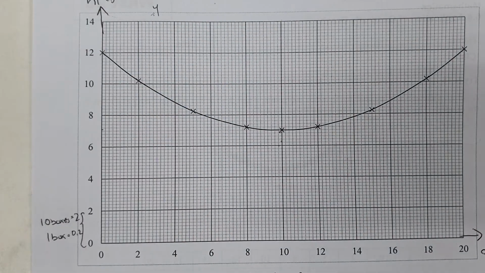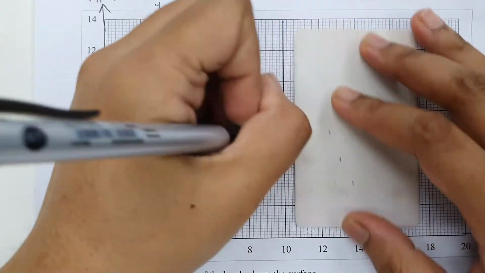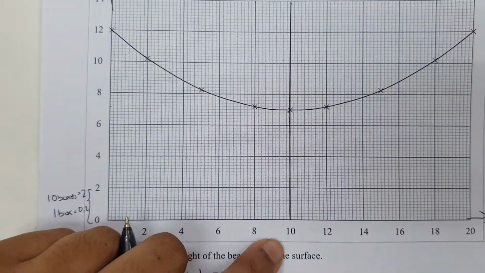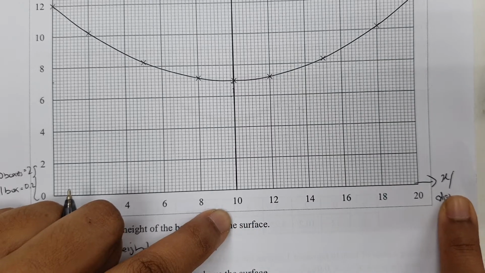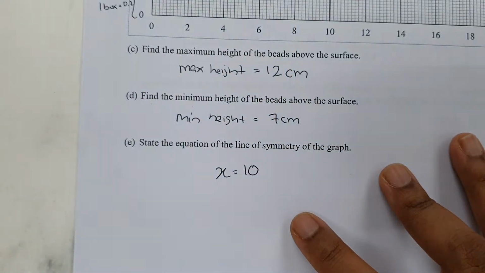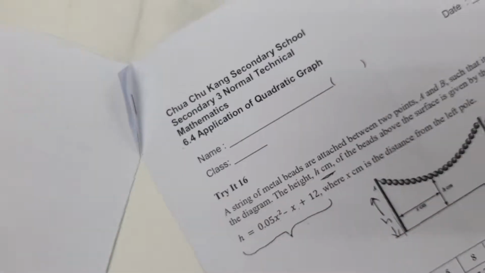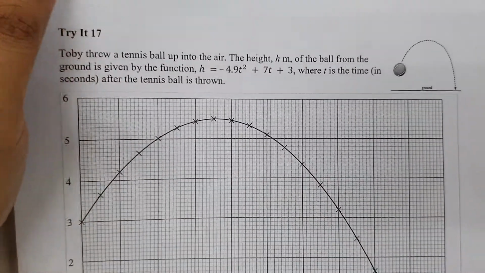And if I were to draw my line of symmetry, let's draw that out. Over here, right, it cuts 10. What is 10 over there? The x. So therefore, line of symmetry is x equals 10. Done. So with that, we are done with Try It 16. Let's move on to Try It 17.